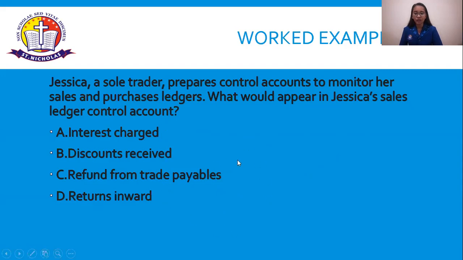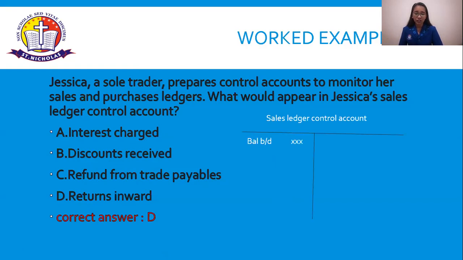So there are many kinds of transactions that affect whether put on the debit side and also on the credit side. And here there are many kinds, so we must choose. So the better answer is D, returns inward. Please keep in mind, returns inward has the same meaning as sales returns. So sales returns can affect our sales ledger control account. If we see it here in the ledger, the sales ledger control account has an increase on the debit side and also a decrease on the credit side.